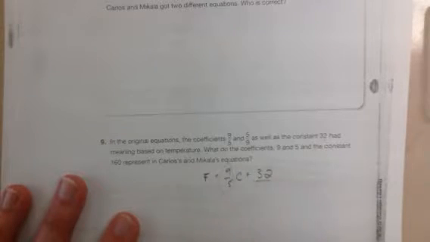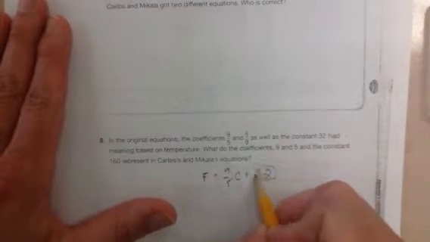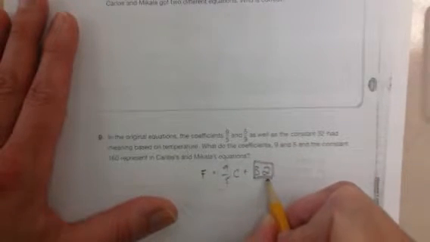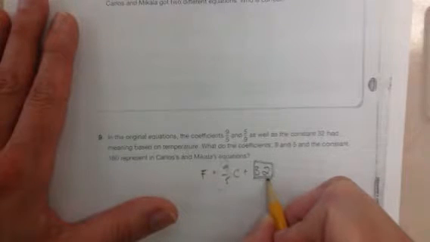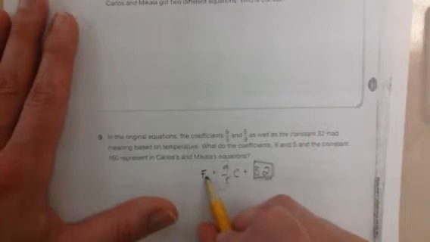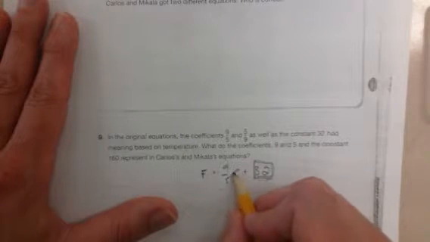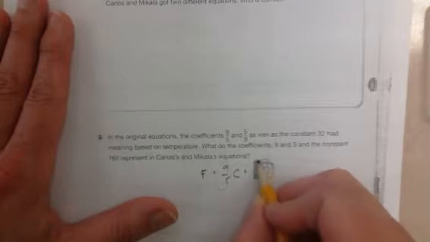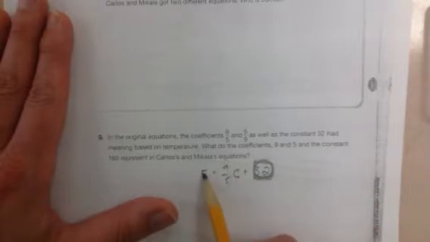Now, in the original equations, the coefficients 9/5 and 5/9, as well as the constant 32, had meaning based on temperature. So the original equation, F equals 9/5 C plus 32, we're talking about slope and y-intercept here. 32 was the starting point. That's the y-intercept. And it means when C is 0, then Fahrenheit is 32. And we all know that. Freezing point is Celsius equals 0, and freezing point for Fahrenheit is 32. So that's what the 32 means.